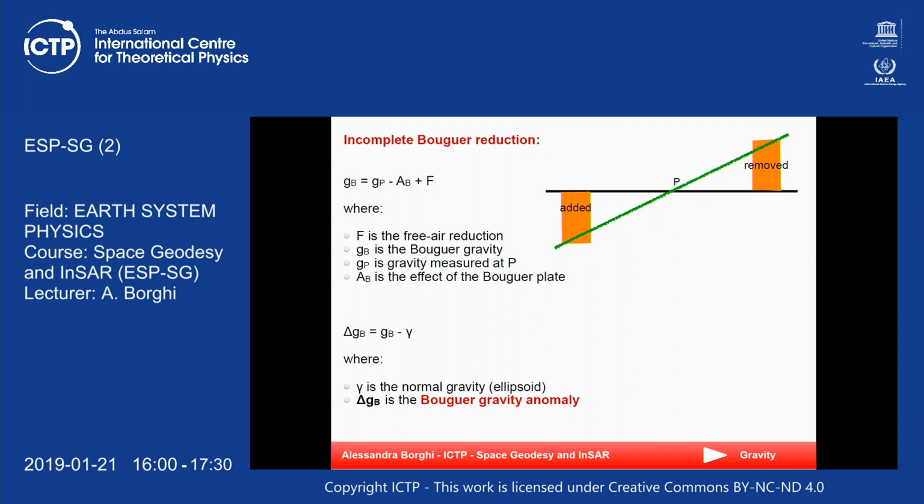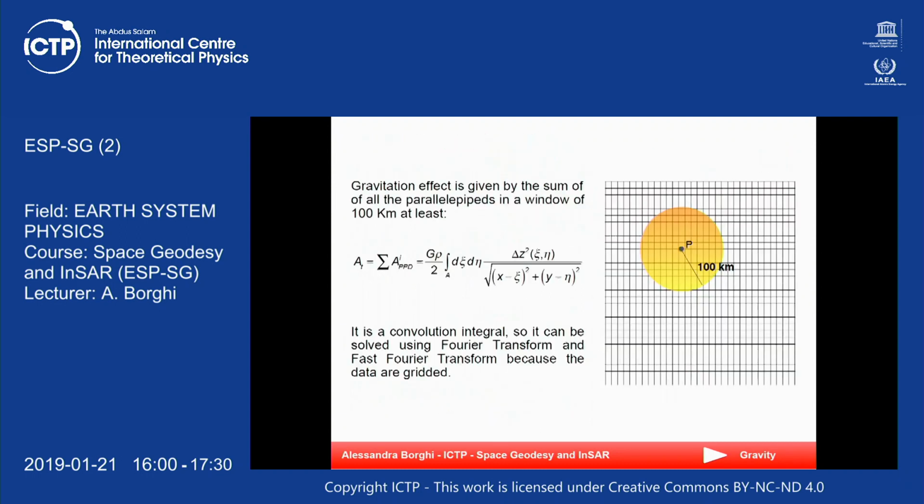Incomplete Bouquet reduction, we have to add the term AT, the terrain correction. So I'm going to improve the final. The final is, given the gravity observed, I'm going to reduce for the bouquet and plate, I'm going to reduce for a terrain correction, I'm going to reduce for the free air. Okay, this is all the terms together. I'm going to put another slide.